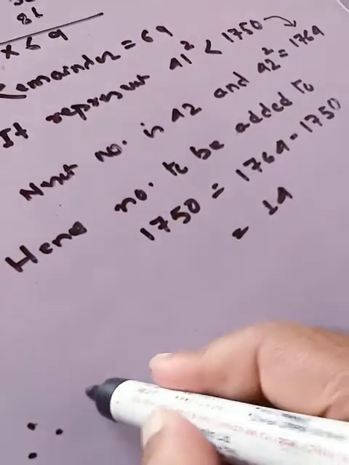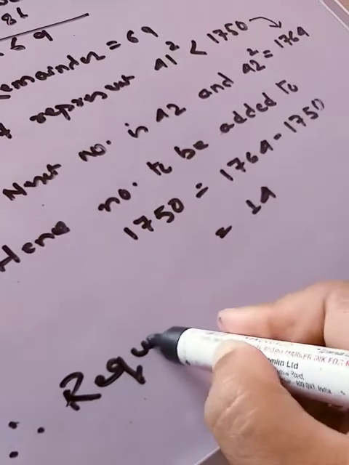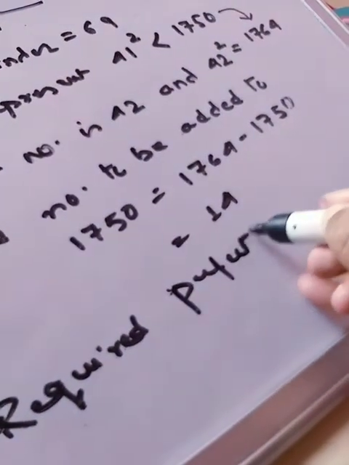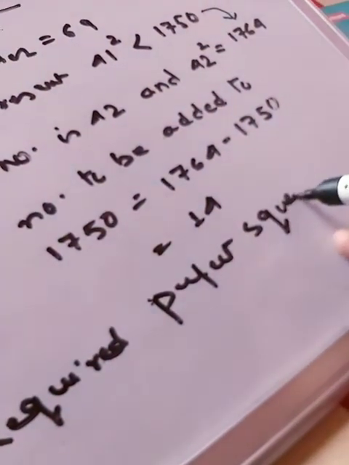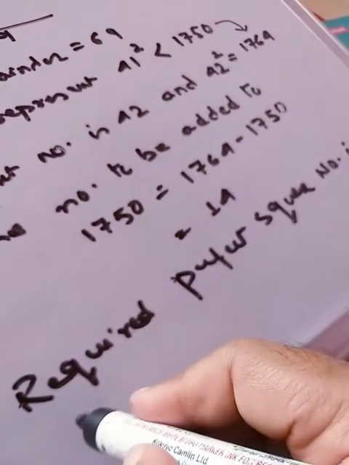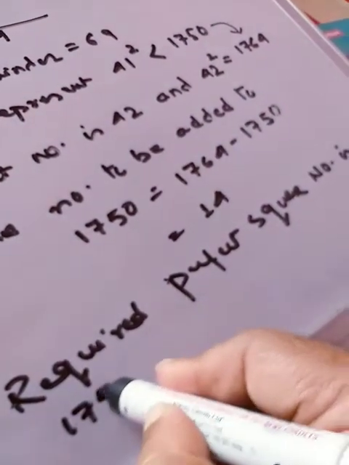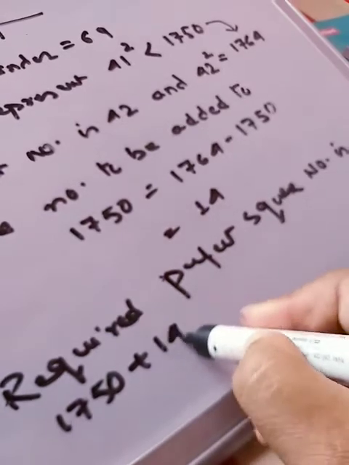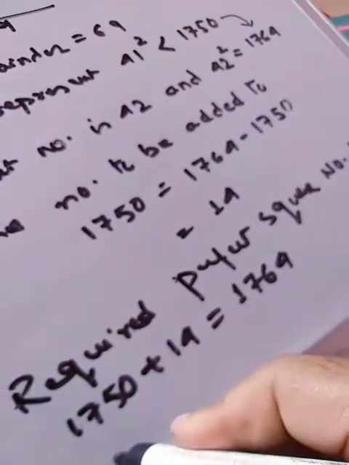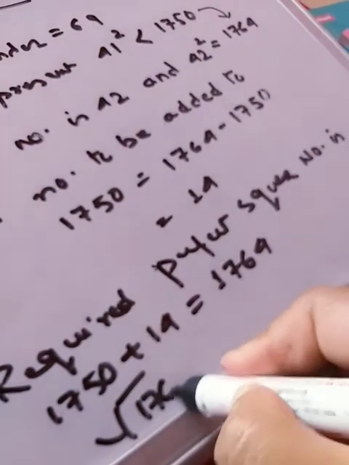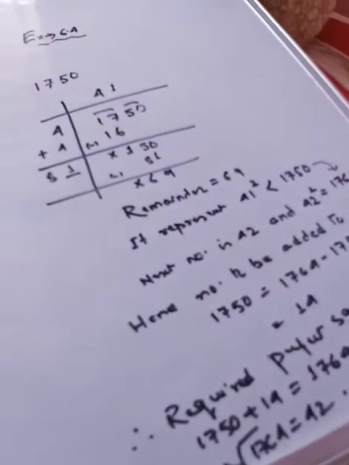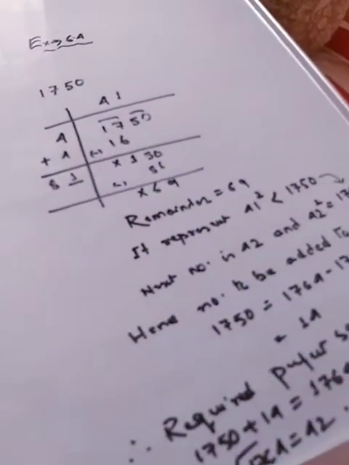So, therefore, the required perfect square number is 1750 plus 14, that is 1764, and the square root of this 1764 is 42. So this is how you will solve sum number 2.